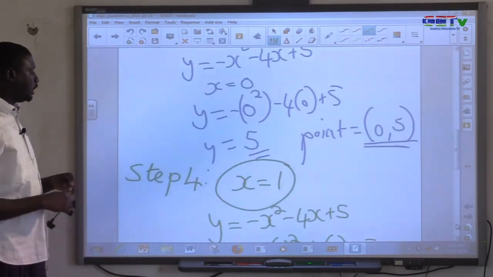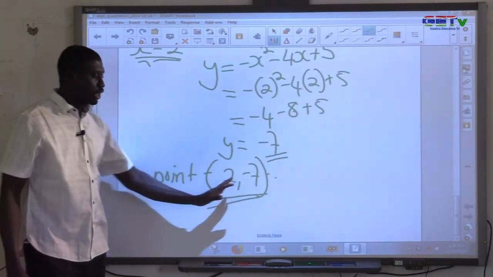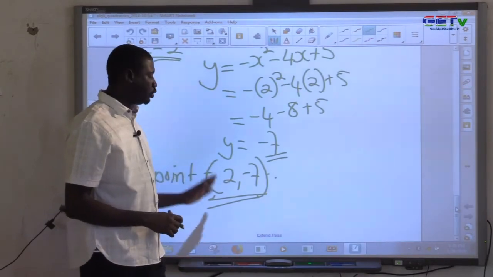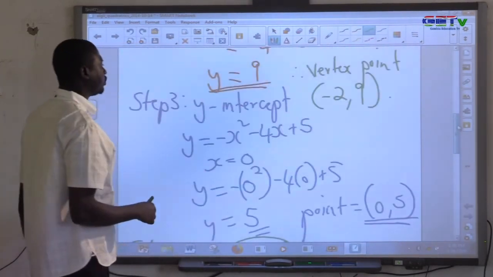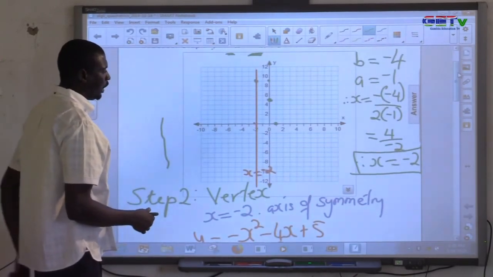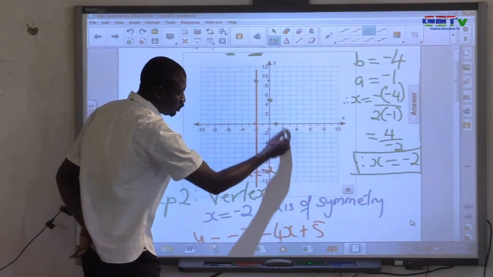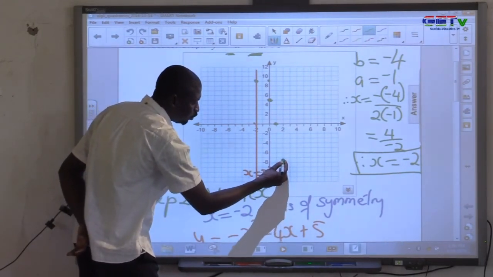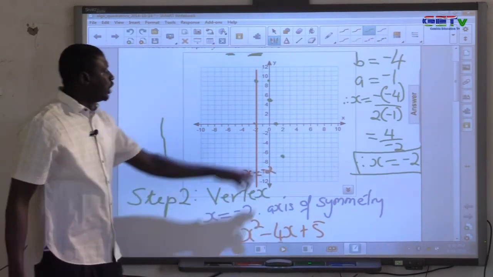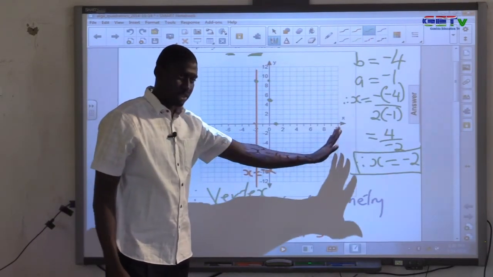And the last but not the least is when x is 2, the output y is equal to -7. So 2 and -7 will be the last point to plot on the graph sheet. When x is 2, y is -7. 2 and -7, coordinate point C. So we are able to get all the 3 points on one side of the line of symmetry.